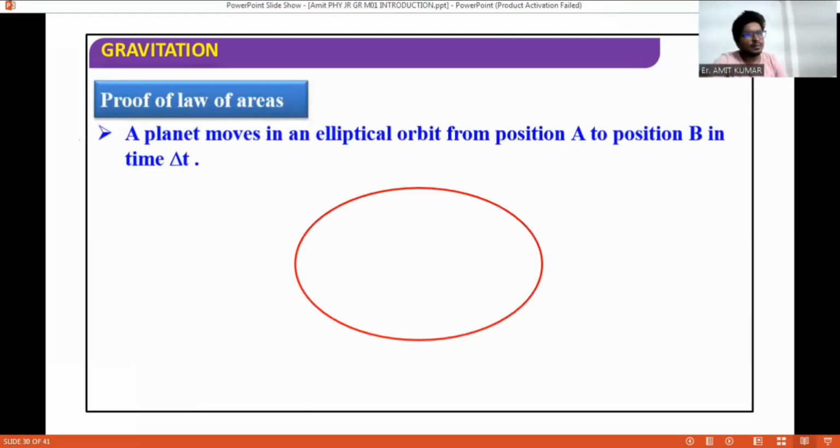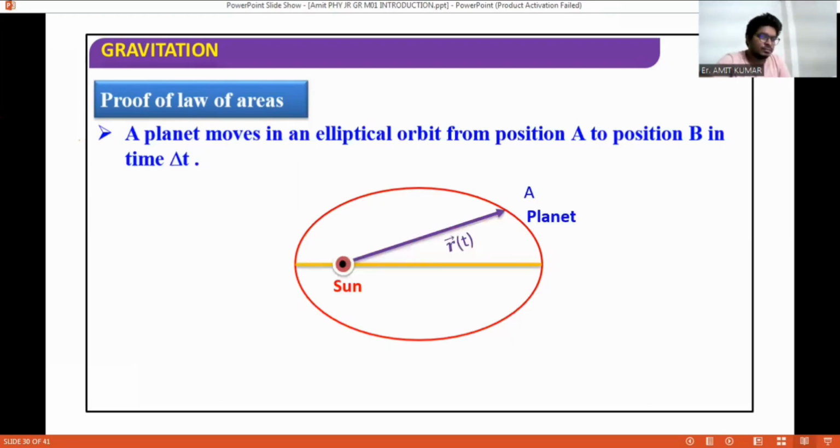So here, see the proof. A planet moves in an elliptical orbit from position A to position B in time delta t. Suppose the initial time is t, and the initial position is r of t. So what will be the final time? It will be t plus delta t. The final position will be r of t plus delta t. Yes or no?